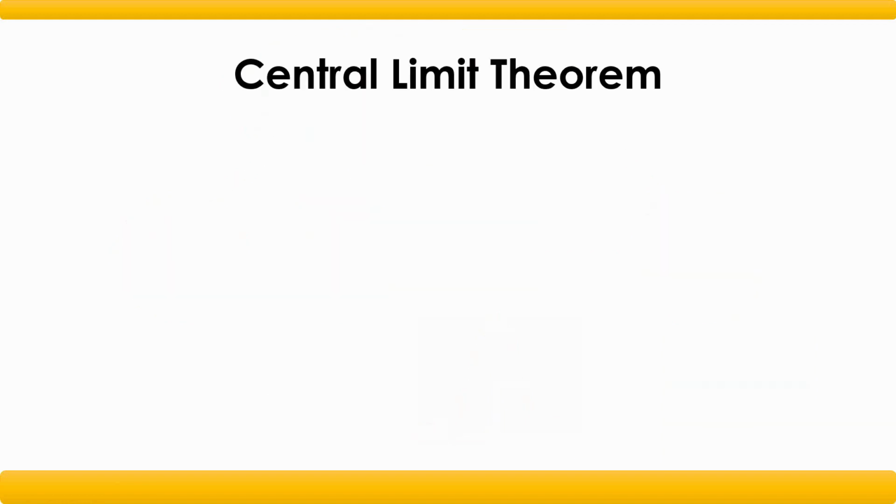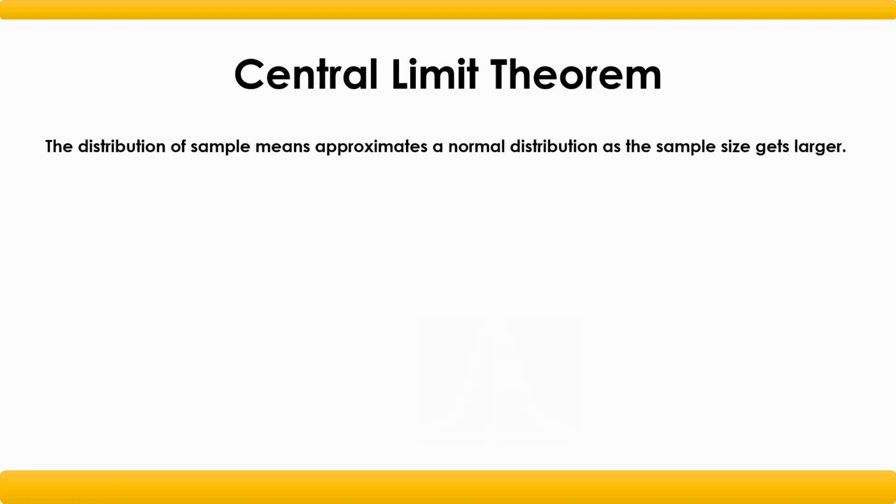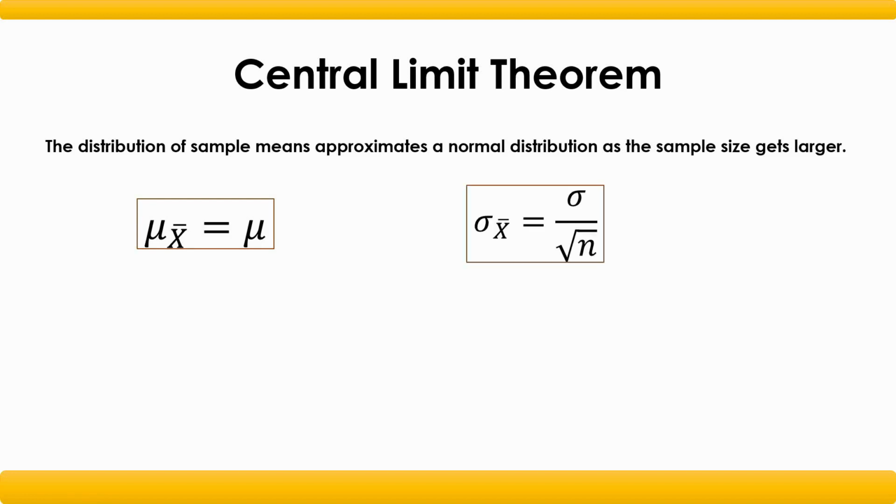From this visualization, I am going to define the central limit theorem. The central limit theorem states that if we have a population with mean mu and standard deviation sigma, and if we take a large number of random samples from the population, then the distribution of all these sample means will be approximately normally distributed. For this normal distribution of sample means, the mean of the distribution is equal to the mean of the population and the standard deviation of all the sample means is equal to the standard deviation of the population divided by square root of n, where n is the sample size.